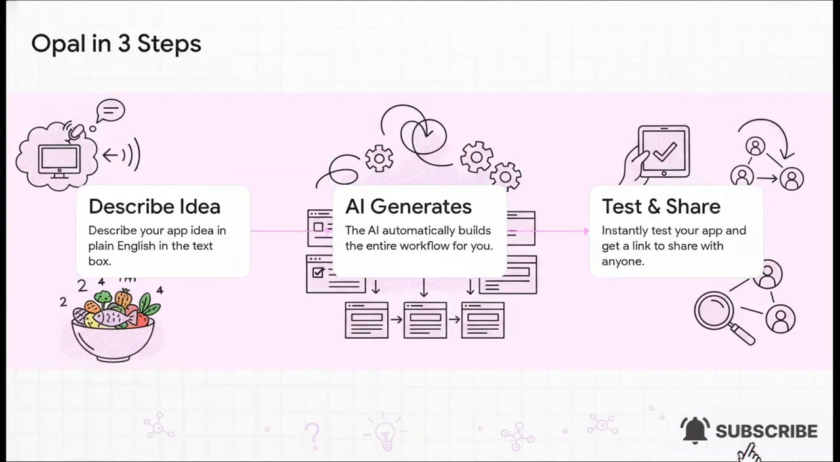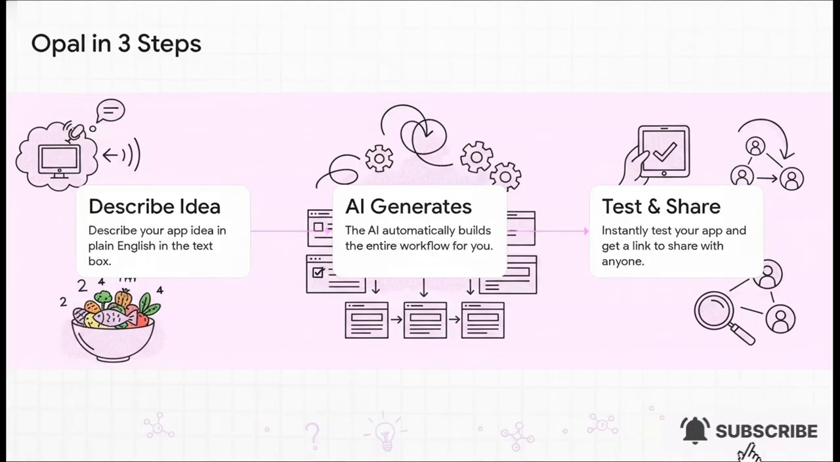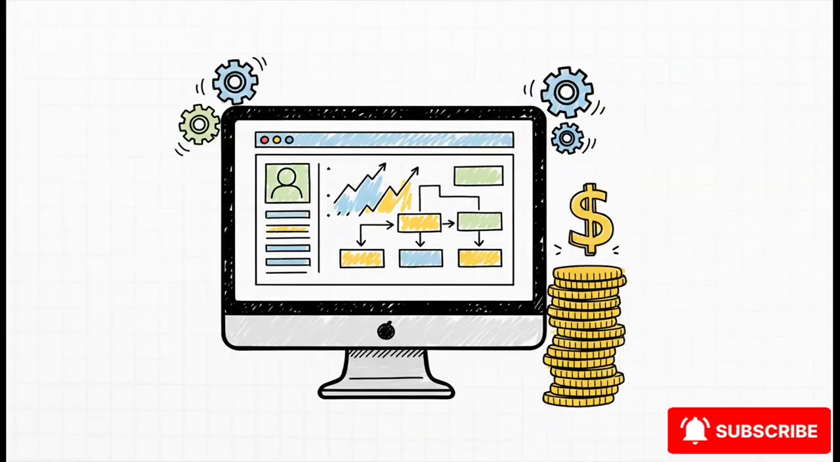You literally just type what you want. Let's say you type, build a meal prepping app for 2 people with pescatarian restrictions. That's it. In seconds, Opal builds the entire thing. It creates the fields for the number of people, the dietary needs, it hooks it up to the AI, and it sets up the output. You can test it on the spot, and then, boom, one click, and you've got a link to share.